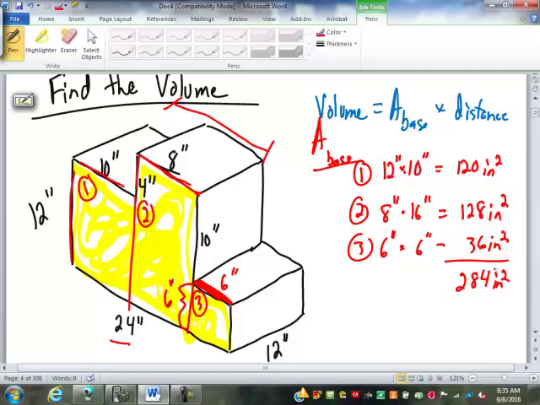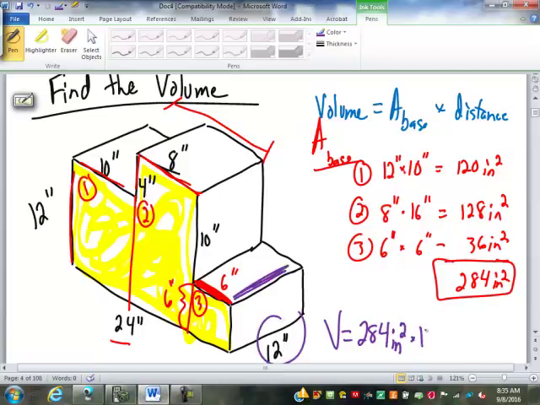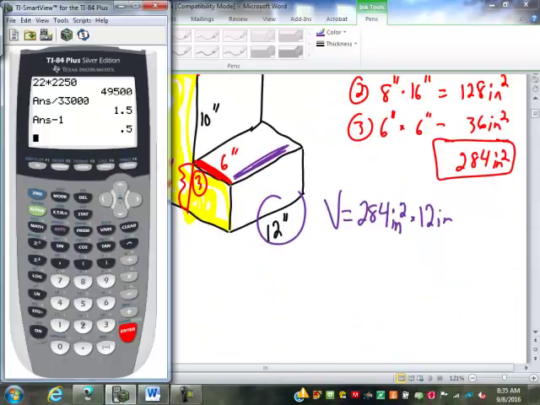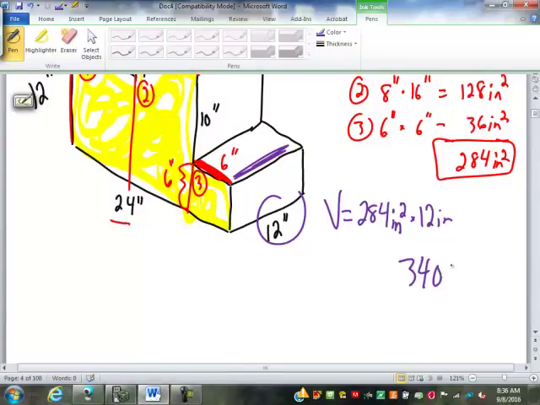Does that look right for your area of base? So now that we have that area, the volume is just that area times the distance to the other side, which is 12. So 284 times 12 is 3408. And inches squared times inches is inches cubed, or cubic inches.